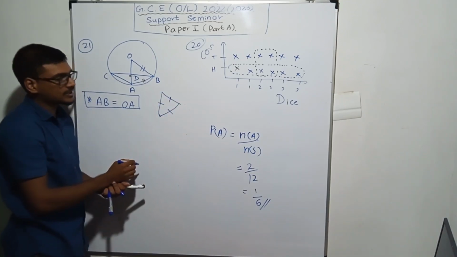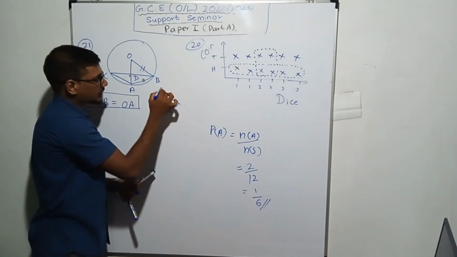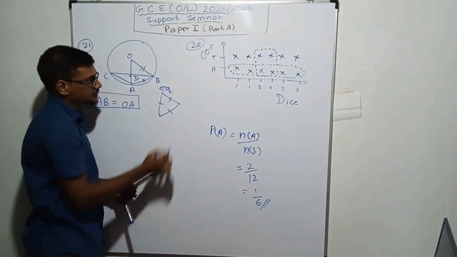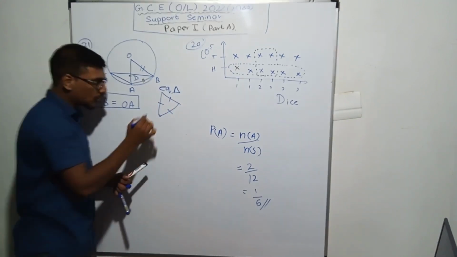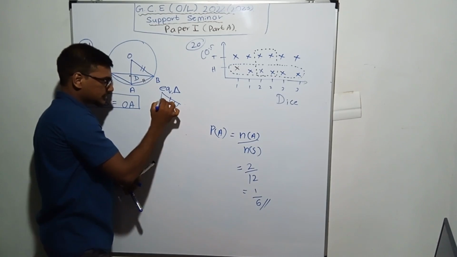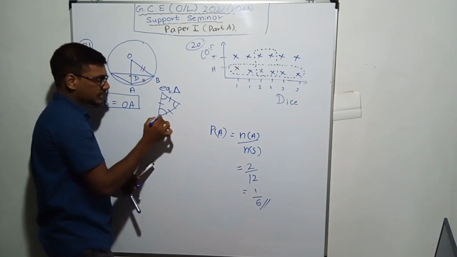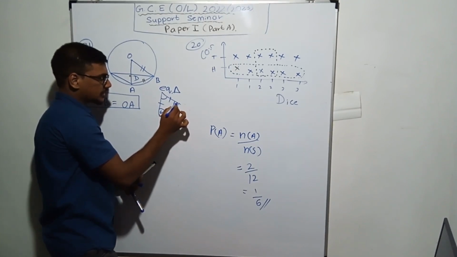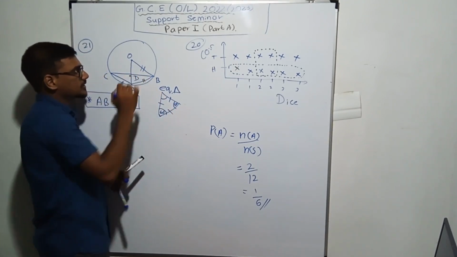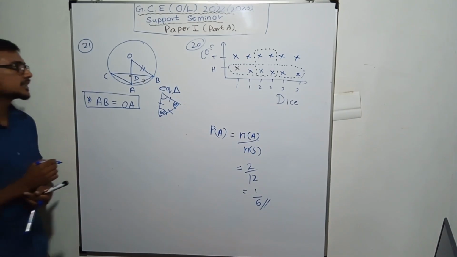So if all the three sides are equal, what is that? It's an equilateral triangle. Then what can we tell about the angles? All the angles are also equal. What will be each angle? Each angle will be 60 degrees. So here inside this, each angle will be 60 degrees.